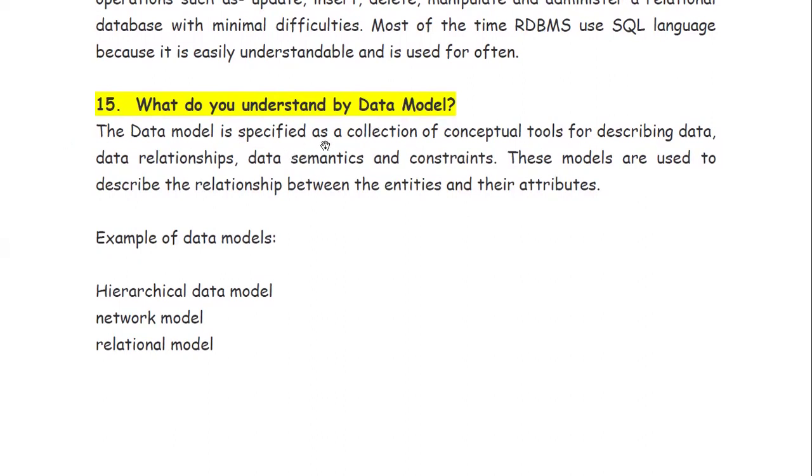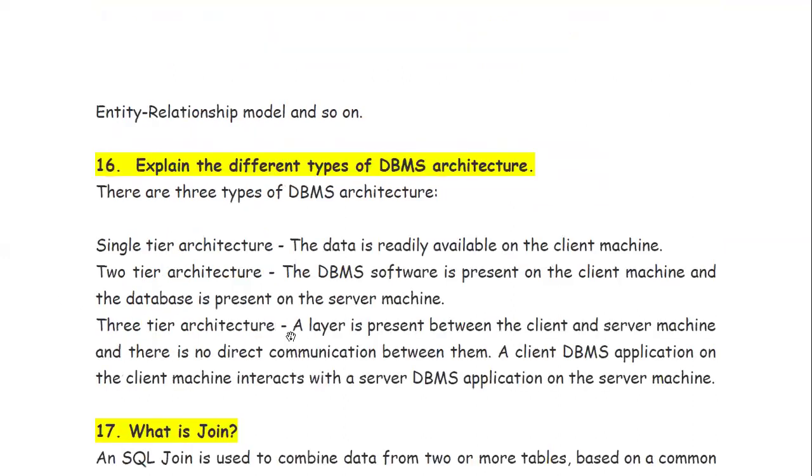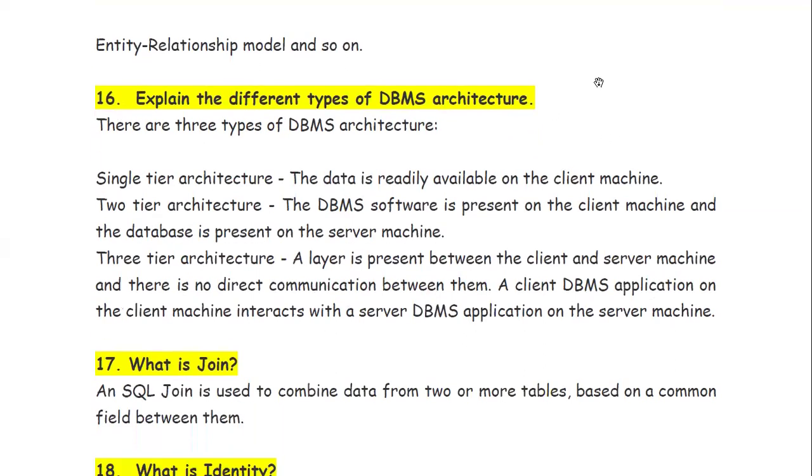A data model is specified as a collection of conceptual tools for describing data, data relationships, data semantics, and constraints. So: data relationships, data semantics, meaning of those data, and the constraints. These models are used to describe the relationship between the entities and their attributes. We have a few examples: hierarchical data model, network model, relational model, and the entity relationship model, very famous, that is known as the ER model.